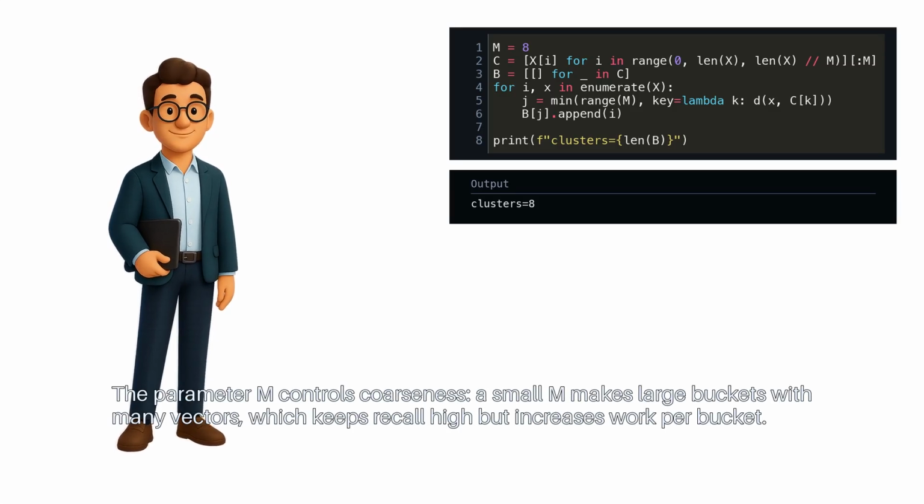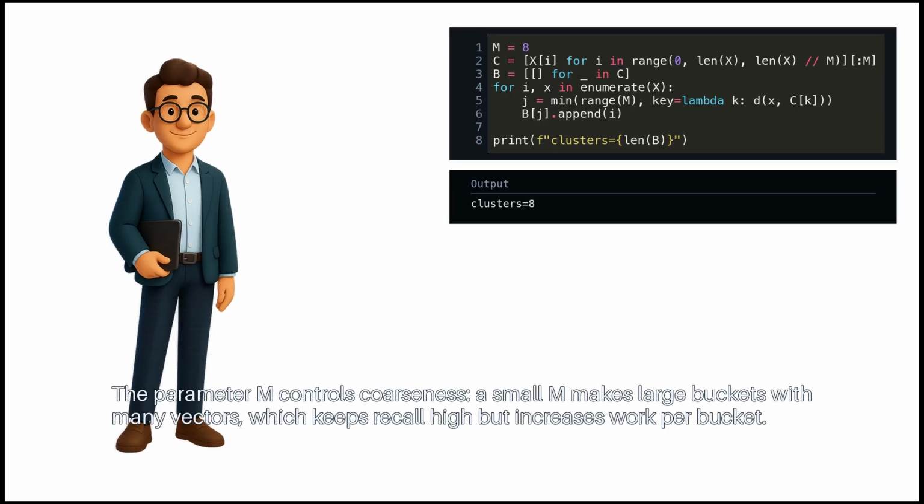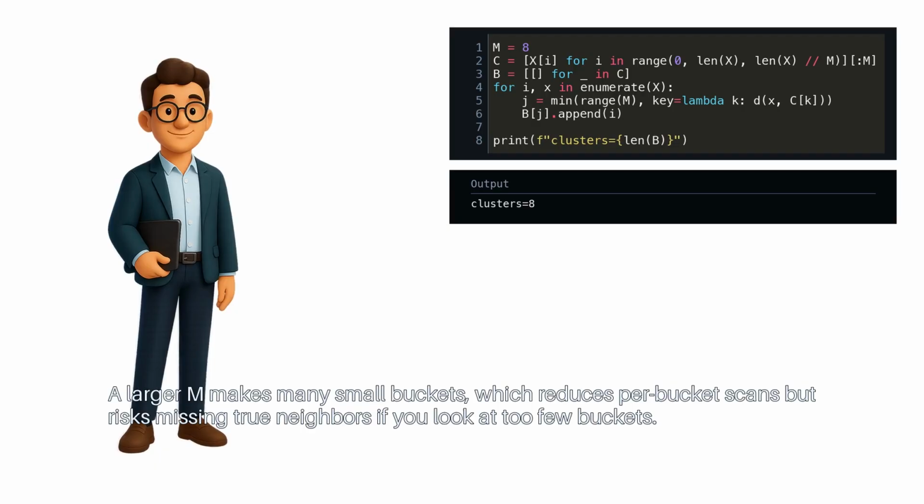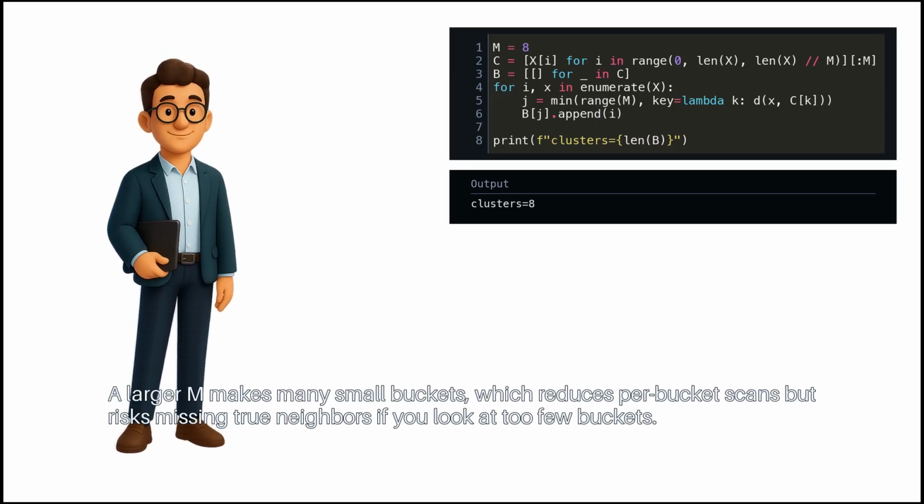The parameter M controls coarseness. A small M makes large buckets with many vectors, which keeps recall high but increases work per bucket. A larger M makes many small buckets, which reduces per bucket scans, but risks missing true neighbors if you look at too few buckets.